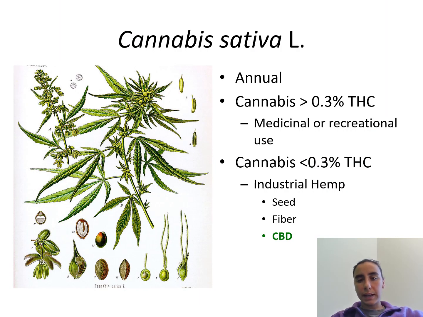We know that CBD hemp comes from the genus Cannabis species sativa, and that it's an annual plant. If it has 0.3% THC content or above, it's considered marijuana and is used for medicinal or recreational purposes, but if it has 0.3% THC content or below, it's considered industrial hemp. It is grown for a wide variety of uses, but the three dominant ones being seed, fiber, and CBD, which is what we're going to talk more about today.